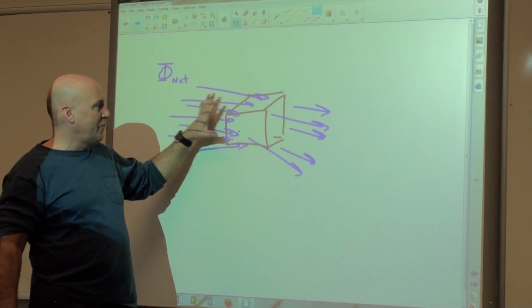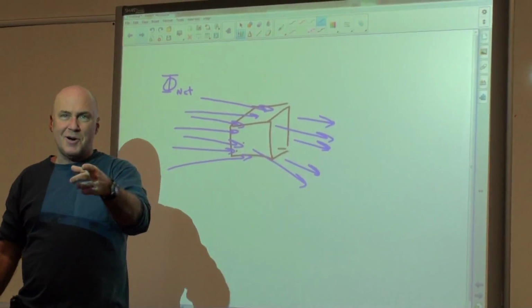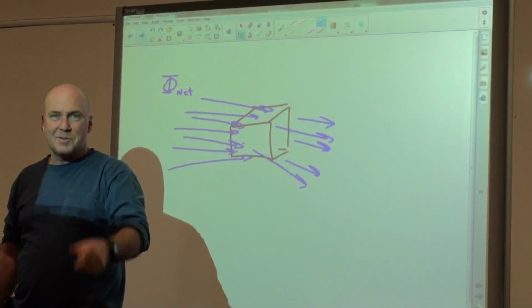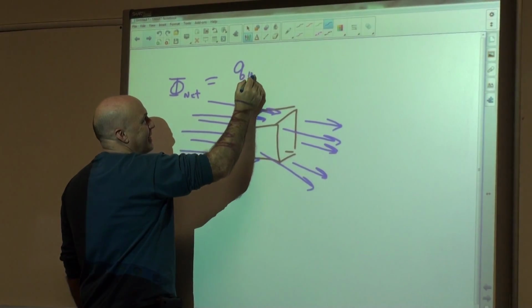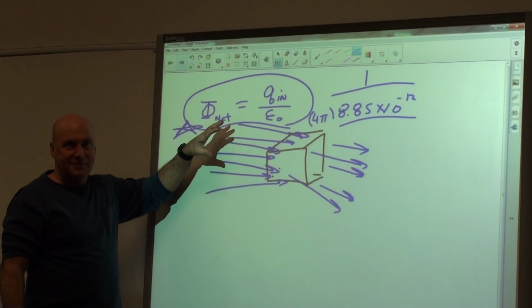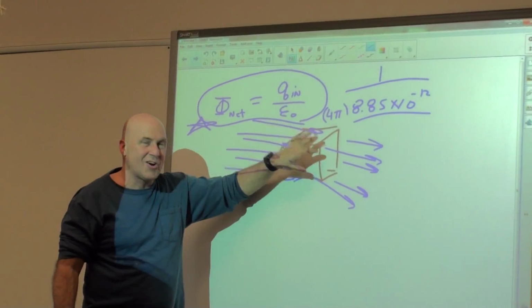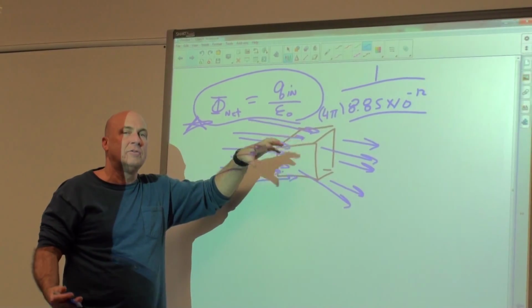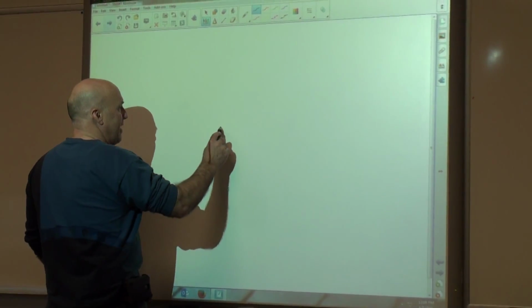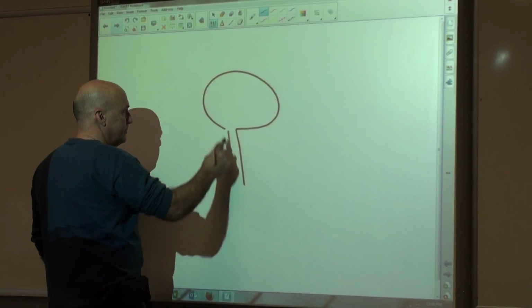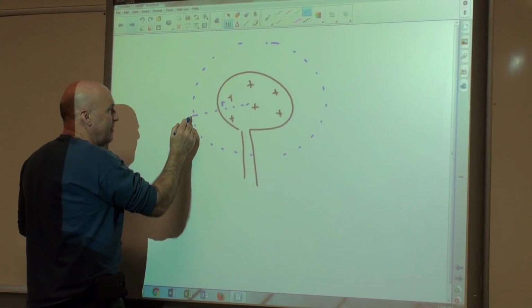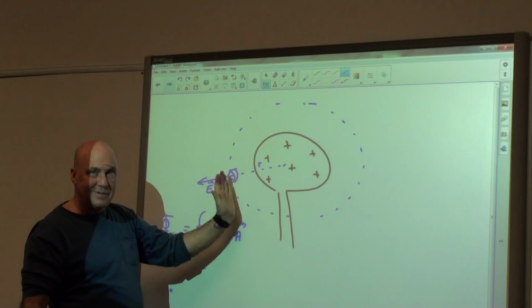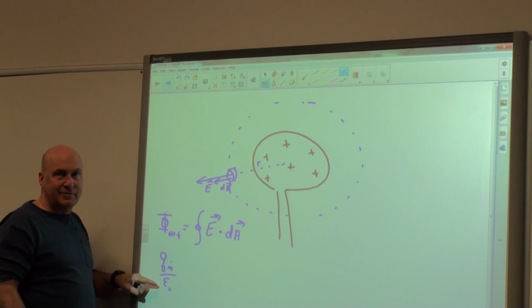But if I had this surprise box and I had three arrows coming in, and five arrows coming out, the only way that could be possible is if there's a positive charge hiding in my box. In other words, these field lines are going in, but there's more coming out. You can't have more coming out unless there's a source of electric field lines from inside. So the charges on the inside would cause more lines coming out than going in.